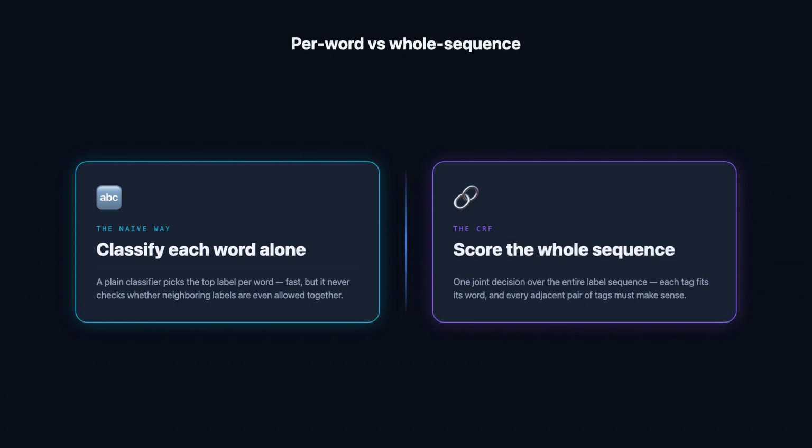Now the CRF flips that. Rather than scoring words one by one, it scores the entire label sequence together as a single joint decision. It rewards labelings where each tag fits its word and every neighboring pair of tags makes sense. That way the impossible transitions get pushed down automatically, and the whole sequence stays coherent from start to finish.